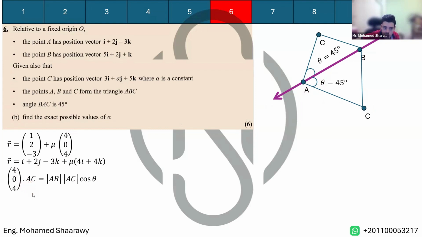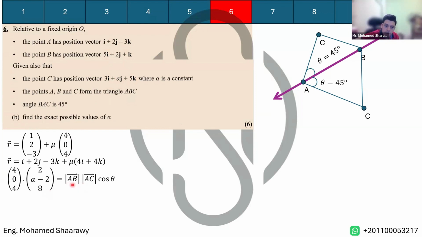So AC is C minus A. C is 3I plus alpha J plus 5K. Minus A is this one. So 3 minus 1 in the I. Yes. Alpha minus 2 in the J. Yes. 5 minus 3 in the K. Yes, like this. All right. This will be like this.